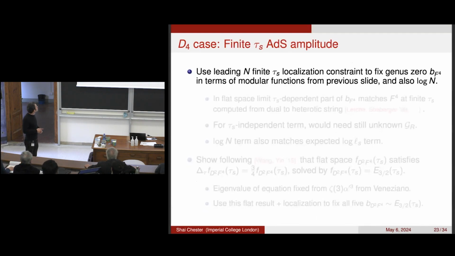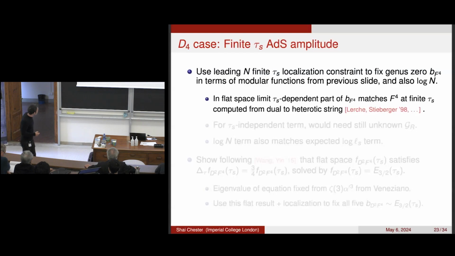Okay, so now we can apply this answer to study the holographic correlator at large N and finite tau. So in particular, we can fix the coefficients b. The coefficient b for F to the 4 is now written in terms of those modular functions, so it's written in terms of logs of Jacobi theta functions from the previous slide. And we can also fix the log N term, whose coefficient is just some number. So in the flat space limit, we can compare the tau-dependent parts of these coefficients to the coefficient of F to the 4 in flat space, which was computed, as I mentioned earlier, using the duality to the heterotic string back in the 90s. And indeed, we get a match.